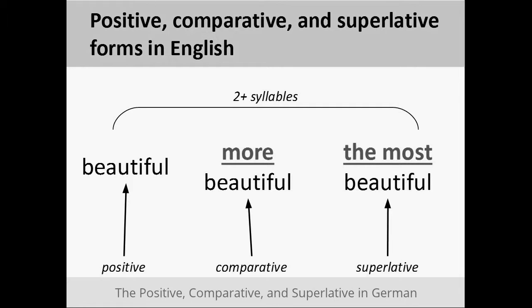With adjectives consisting of two or more syllables, English uses a different construction to form the comparative and superlative. As you see on the screen, English usually adds "more" to the positive form to construct a comparative and "most" to the positive form to construct a superlative. It is very important to note that German does not form the comparative and superlative in this manner.